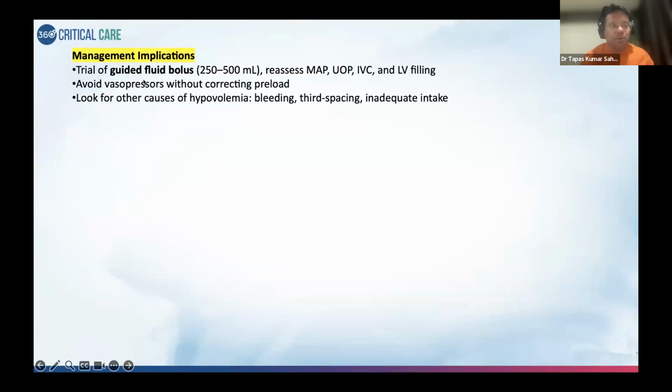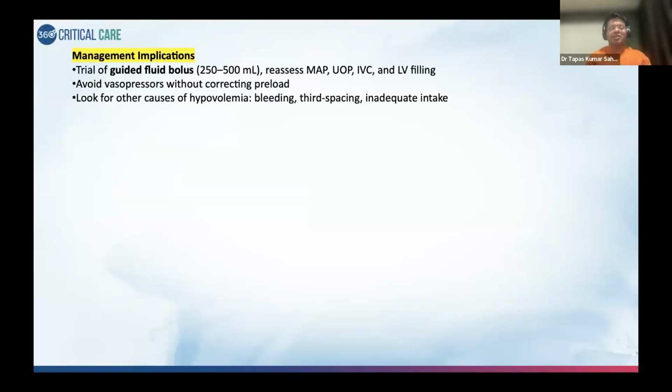Now, what are the management implications at this point of time? I would give a trial of guided fluid bolus. Don't ever jump into that. I will give 1 liter, 2 liter, 2 liter fluid. No, they have not given you the cardiac contractility status, the systolic dysfunction, diastolic dysfunction. They have not given you enough clue.